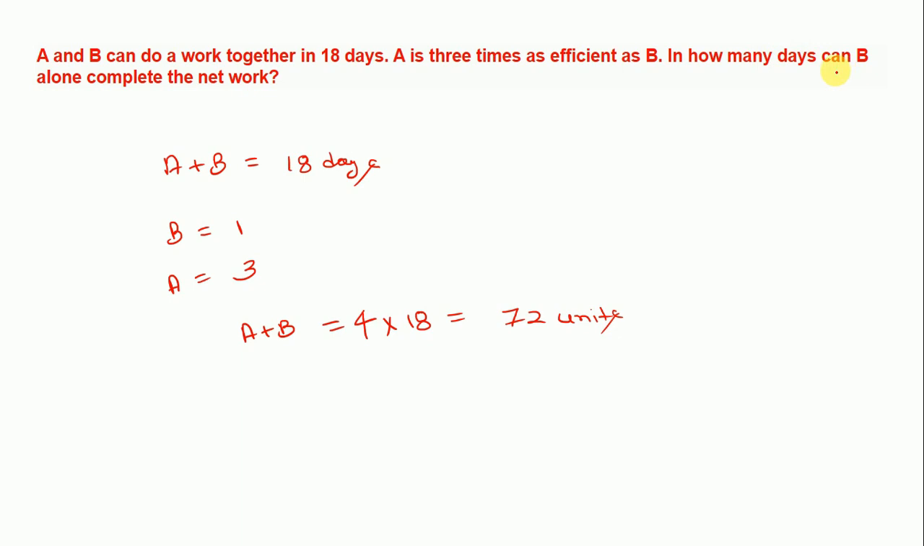Now in how many days can B alone do the complete work? So total units of work is 72, and efficiency of B is 1 unit per day. So it will be completed in 72 days. So option C is correct.